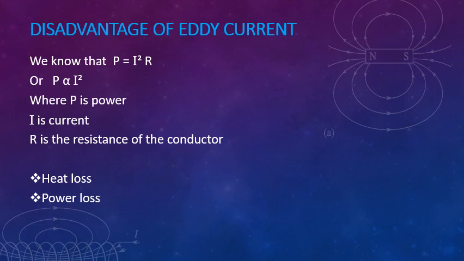Next are the disadvantages of eddy current. We know that P is equal to I squared R, or P is directly proportional to I squared, where P is the power, I is the current, and R is the resistance of the conductor. If current flows through a conductor, power will be generated and heat will be produced. So, when the coil is oscillating, eddy current will be circulating in it. Hence, power will be dissipated. So, the two losses are heat loss and power loss.